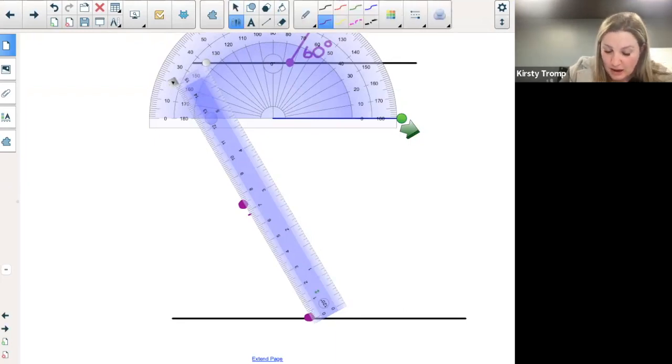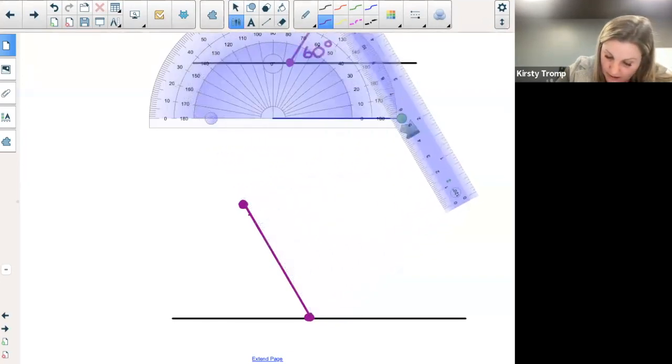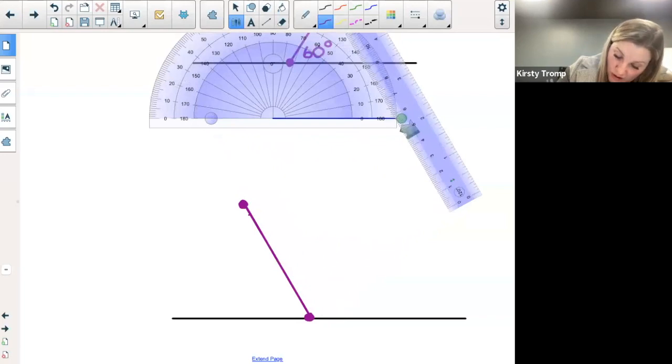Okay, now we're going to join those points up. And we know this is going to be 120 degrees. Beautiful, hey?